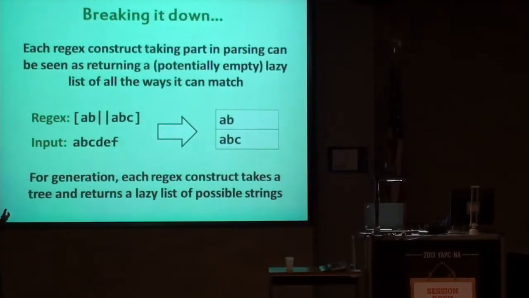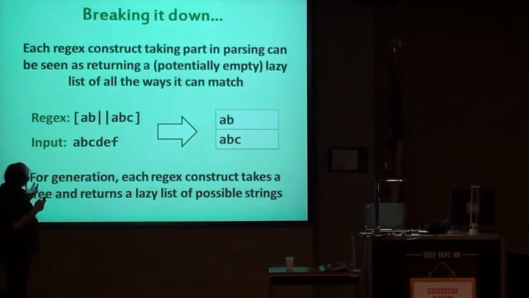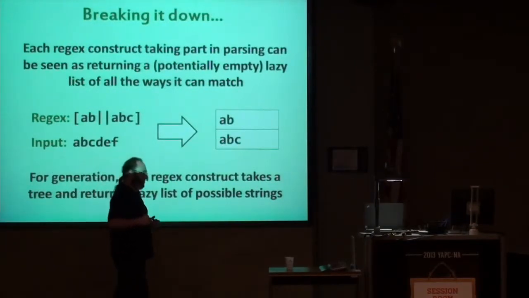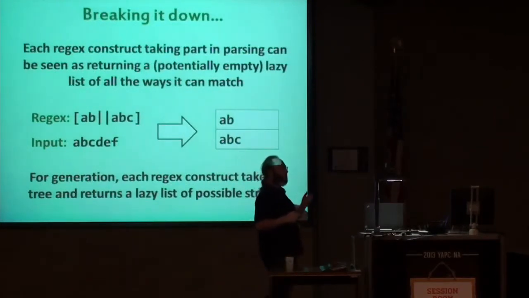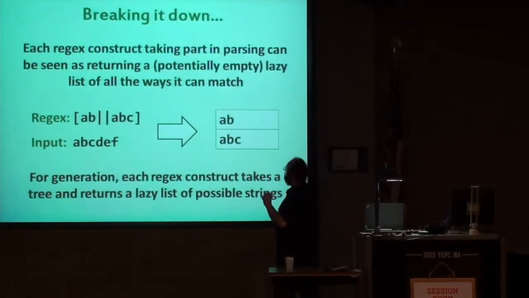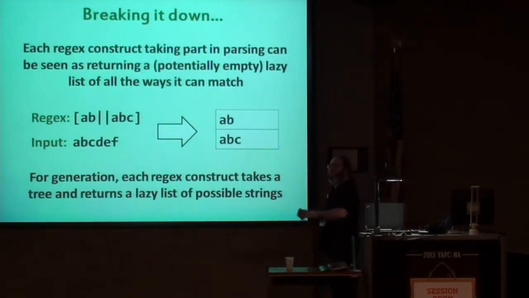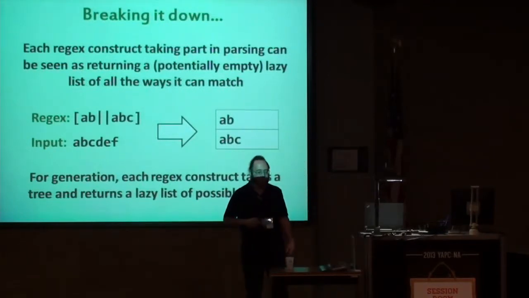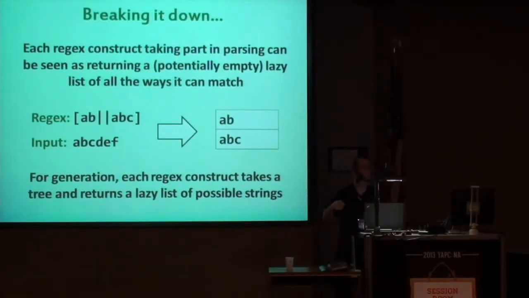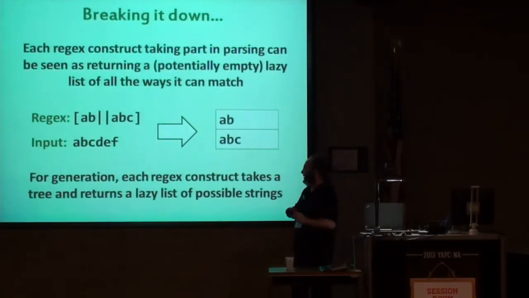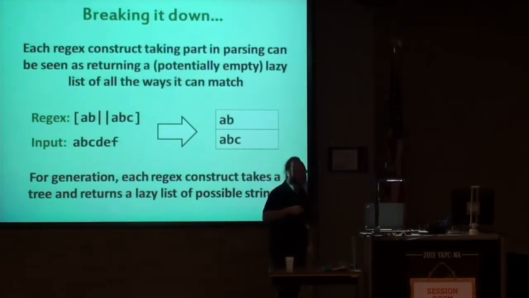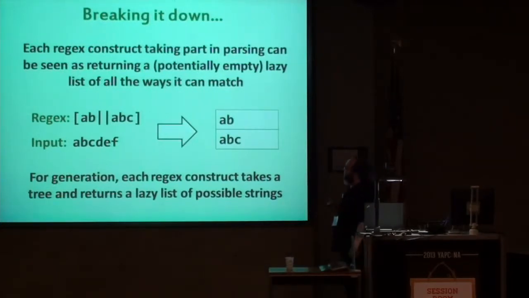let's try and break this problem down a little bit. What happens when we're parsing text? If we take each individual regex construct, one thing you'll realize is that while some of them can only match one particular thing, some of them can actually match in multiple different ways. In fact, quantifiers can match in loads of ways. That's what backtracking is. So to model this sort of operation and think about how to twist it around, I'm going to think of every single regex construct as if it produces a potentially empty, lazy list of all of the ways that it can match.